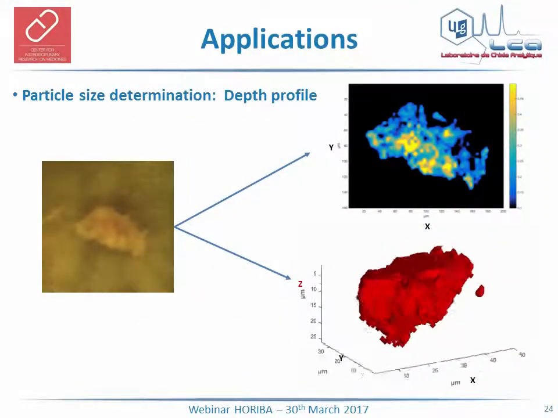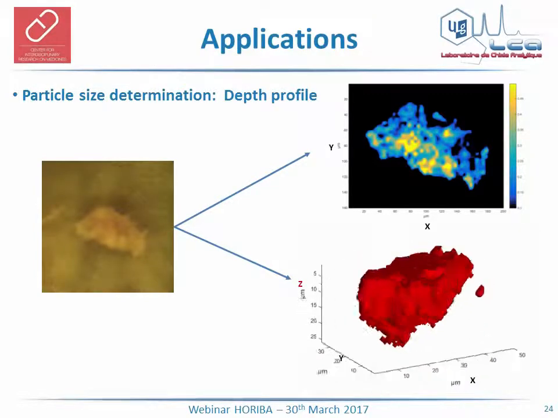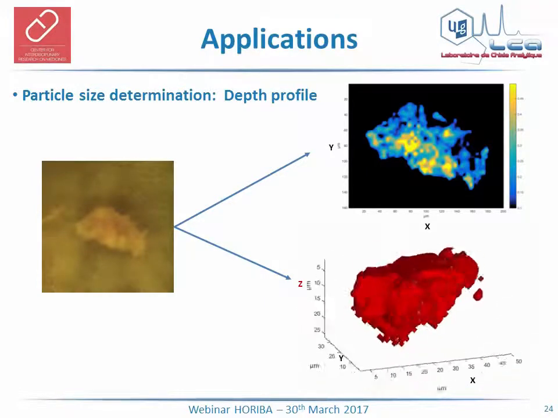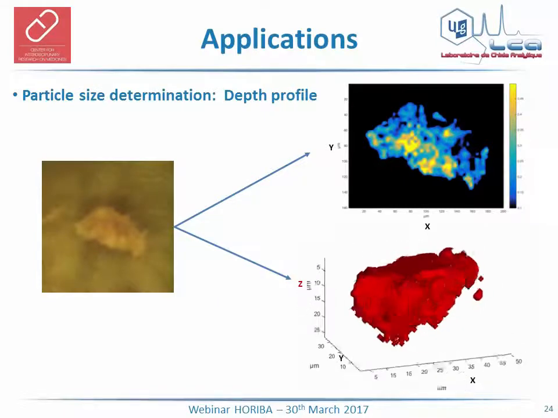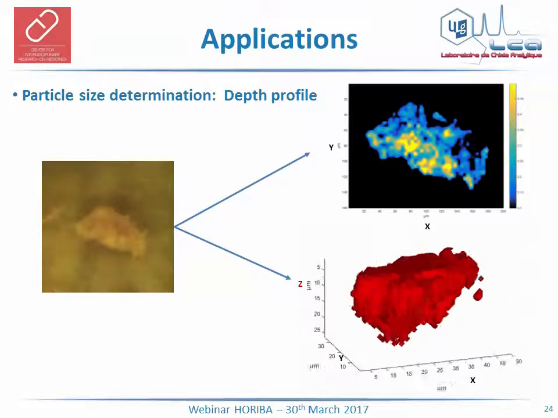Thanks to the confocality of Raman microscopy, the estimation of the particle size in 3D, X, Y, and Z is also possible as illustrated on this slide. In order to obtain this 3D graphic representation, successive optical slices were performed based on a depth profile.